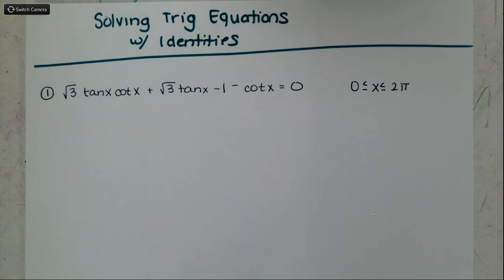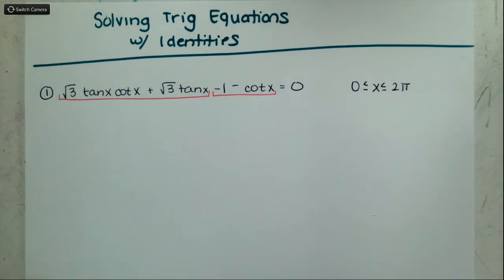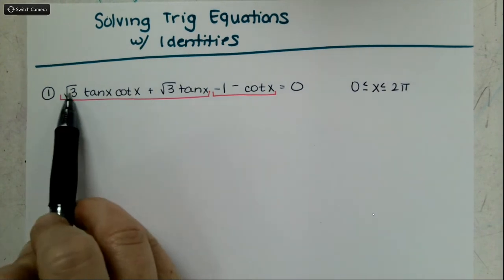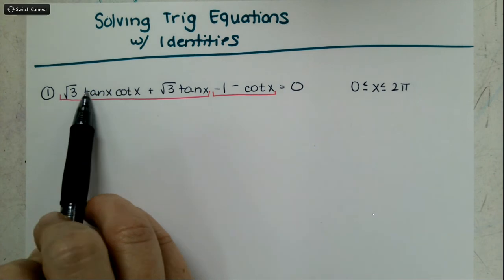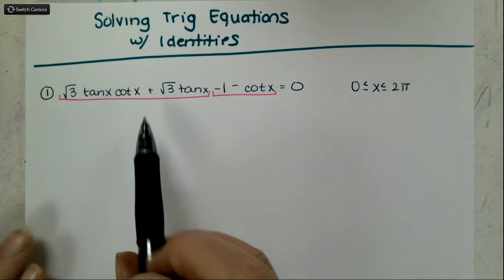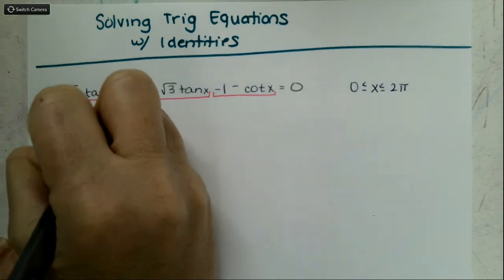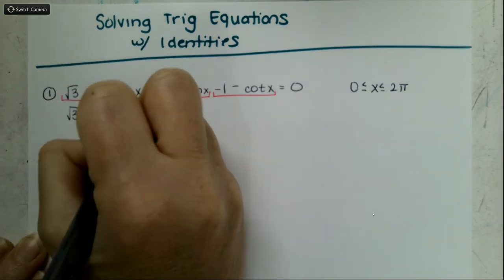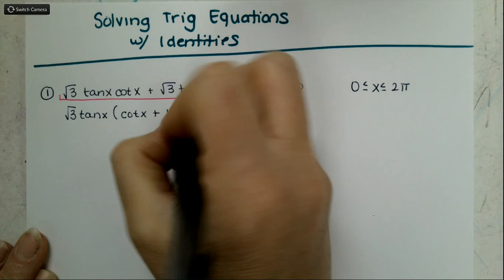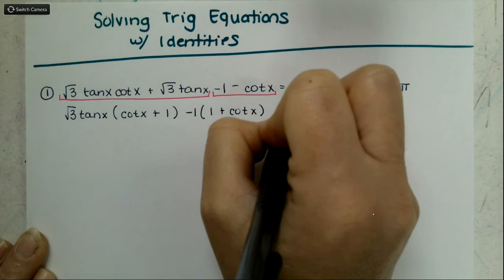Because this has 4 terms, we're going to factor it by grouping. So we're going to group the first 2 terms and group the second 2 terms. Please keep in mind that this is an entire term. There are no pluses and minuses in this part, so it's one term. This is one term, but obviously together it's 2. So we look for GCF, and our GCF is the square root of 3 times tangent x, and we're left with cotangent x plus 1. The other GCF is -1, so we have 1 plus cotangent x equals 0.